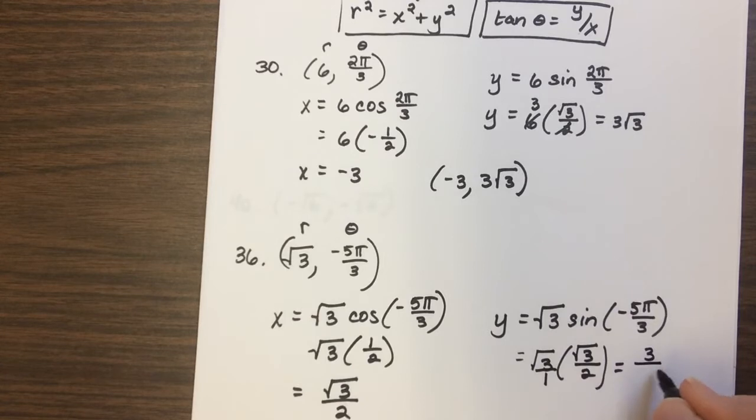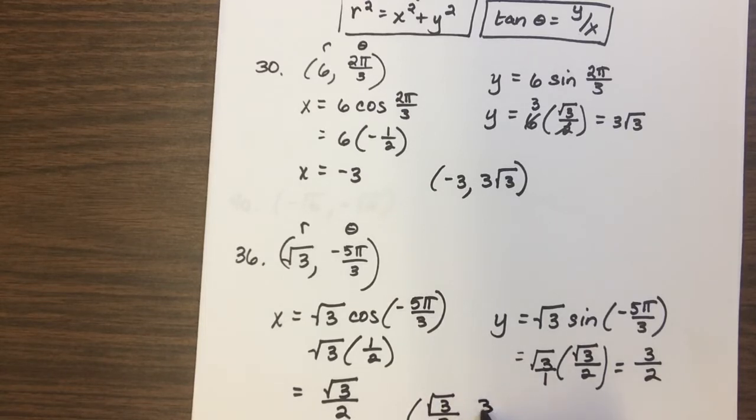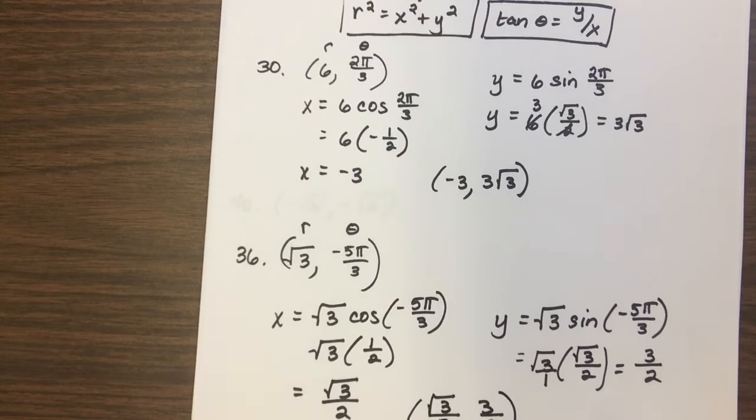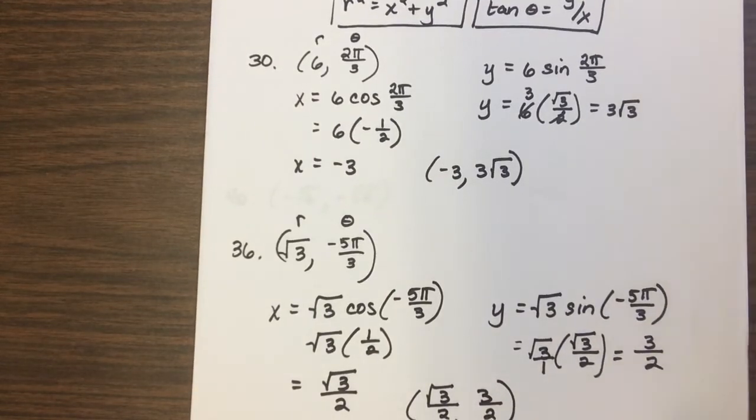Alright, so my rectangular coordinates in this case, my x value was the square root of 3 over 2, my y value was 3 over 2. Okay? Alright, let's go the other way with it.